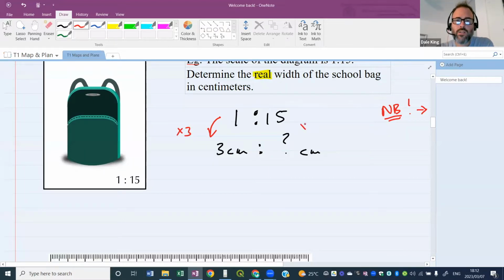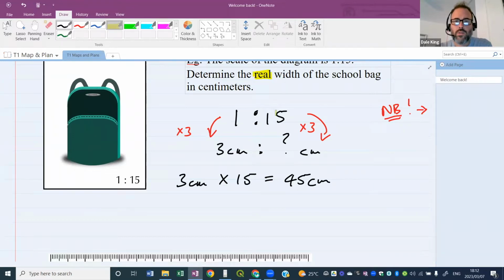So on the other side here, to go from our real world measurement to the real world measurement that they want here, I also need to times by 3. So the calculation you're going to do is you're going to say 3 centimeters, and each one of those must represent 15 in the real world, so times by 15, and that'll give me 45 centimeters in the real world. Okay, so the real world measurement is 45, and my ruler measurement is 3.